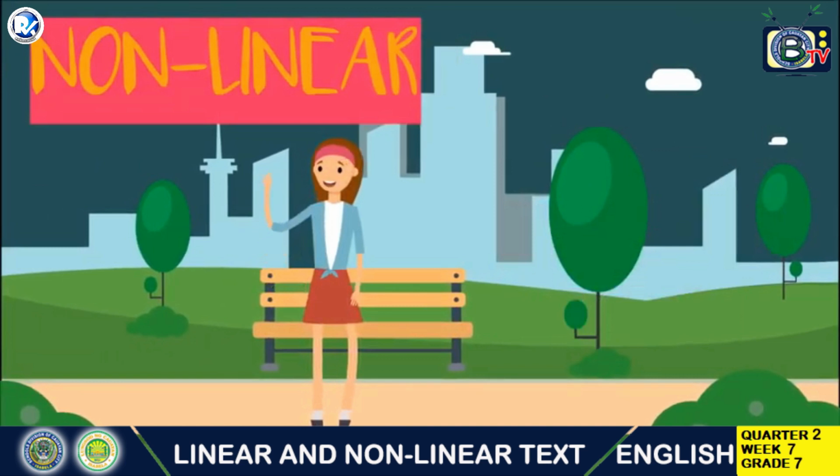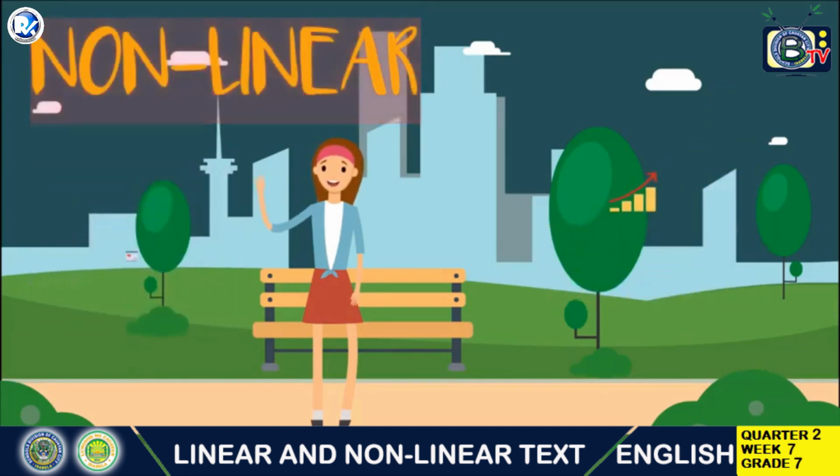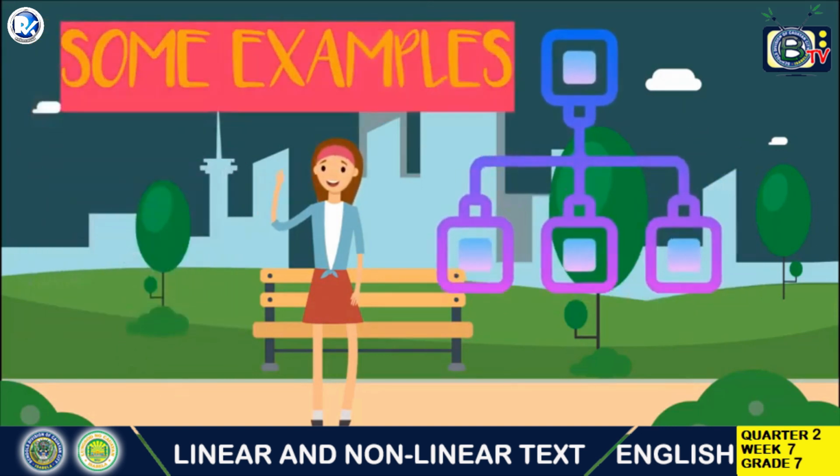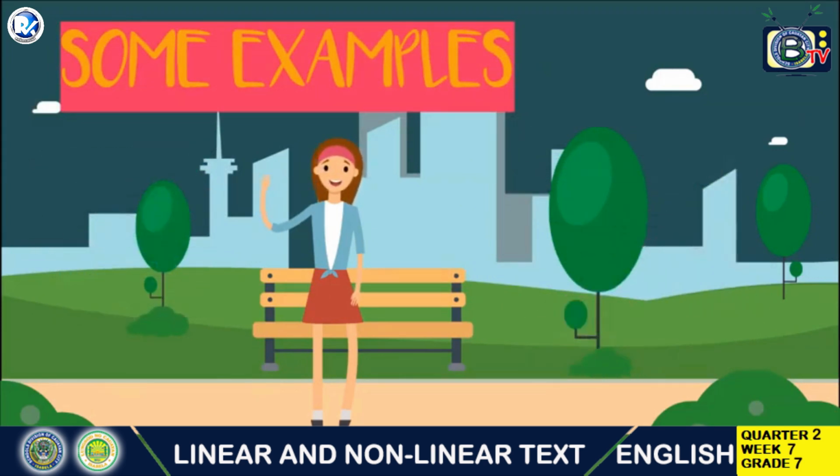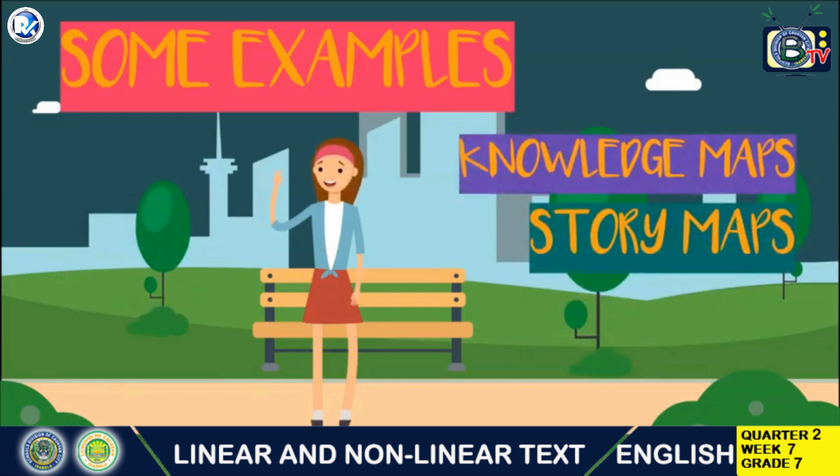There are many definitions of the term non-linear text. Most people consider text with visual or graphs. Some examples include flowcharts, charts, pie chart, bar graphs, or graphical organizers such as knowledge maps and story maps.